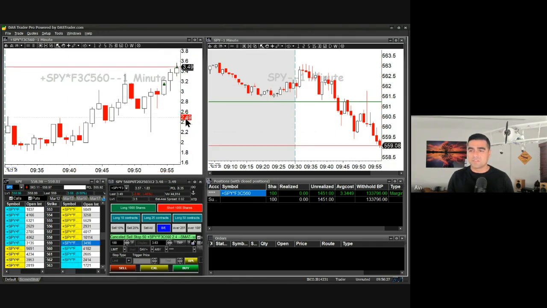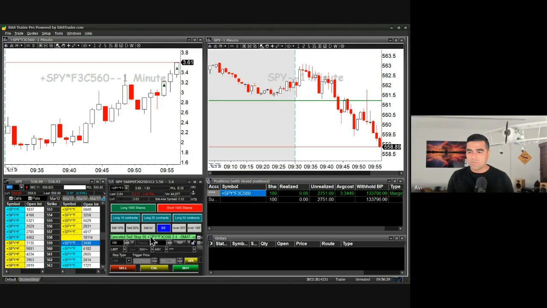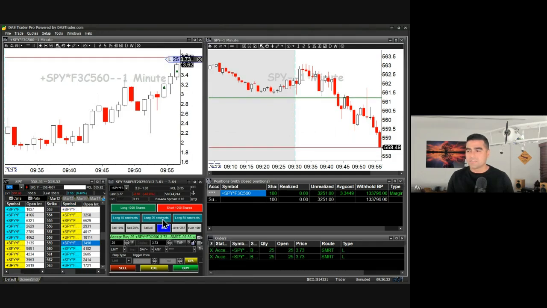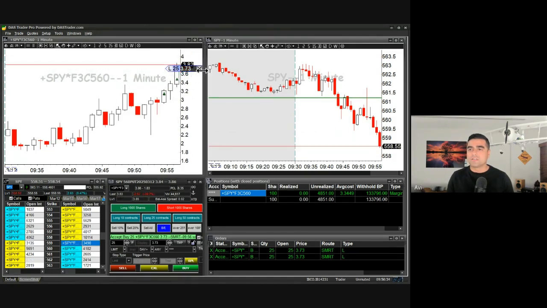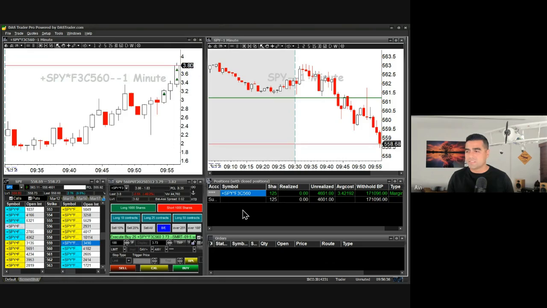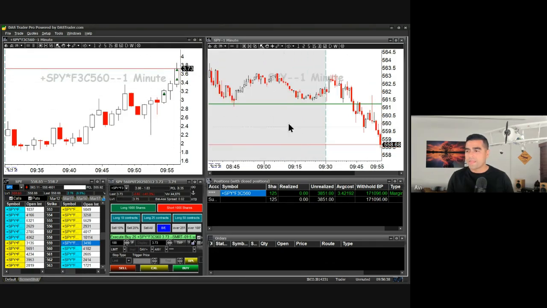Again, the SPY is incredibly tricky. Oh, but it's good. Okay, I'm scaling into this quite heavy now. Can't get filled, but I got enough of a size. Going for 557. All right, let's see what this does.